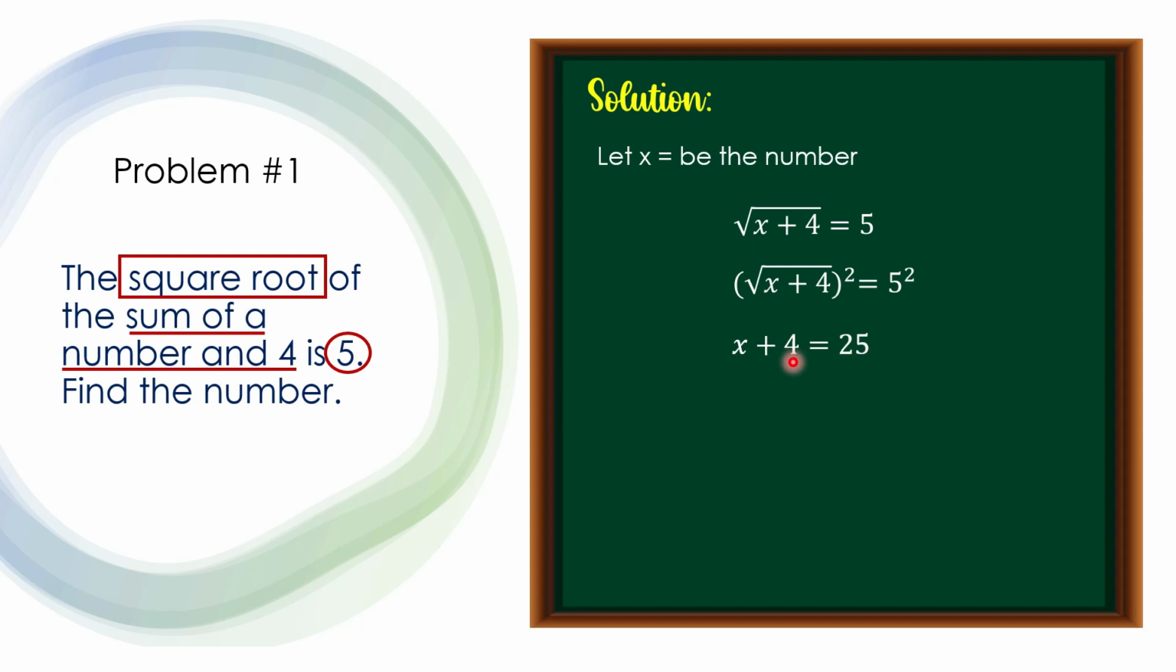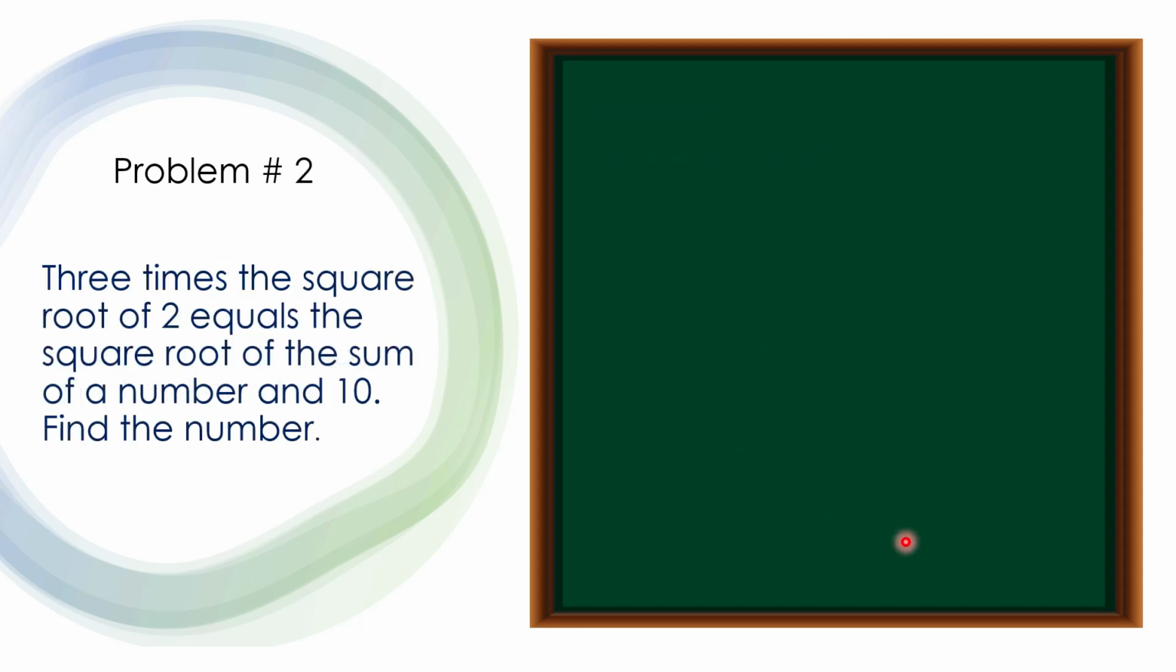Let us now combine the like terms, in which we will transpose 4 to the right side of our equation. Therefore, we will have 25 minus 4. And 25 minus 4 is equal to 21. Therefore, the value of x is equal to 21. And the number is 21. Let's have problem number 2.